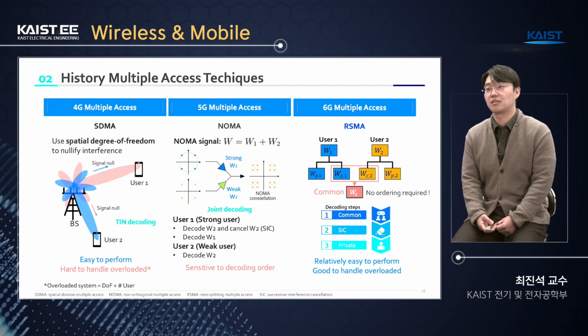Once the users receive their signals, they first decode the common message, take their own part, and then cancel the common message, WC. So when decoding their private message, they don't have any interference from the common message, which results in reduced interference from each other. So it's also good for handling the overloaded system. And it's practical because there's no need for the ordering of the users.